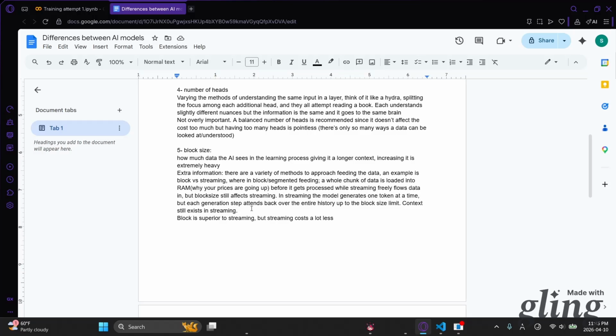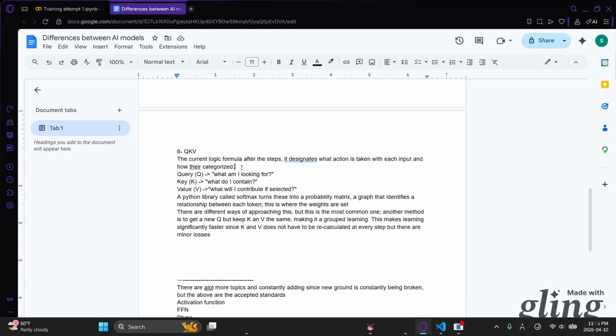So, this is a bit more specialized. You might not need to know this, but it does help in understanding how the AI understands and how it learns. QKV basically means Q, query: what am I looking for? K, key: what do I contain? And V, value: what will I contribute if I'm selected?